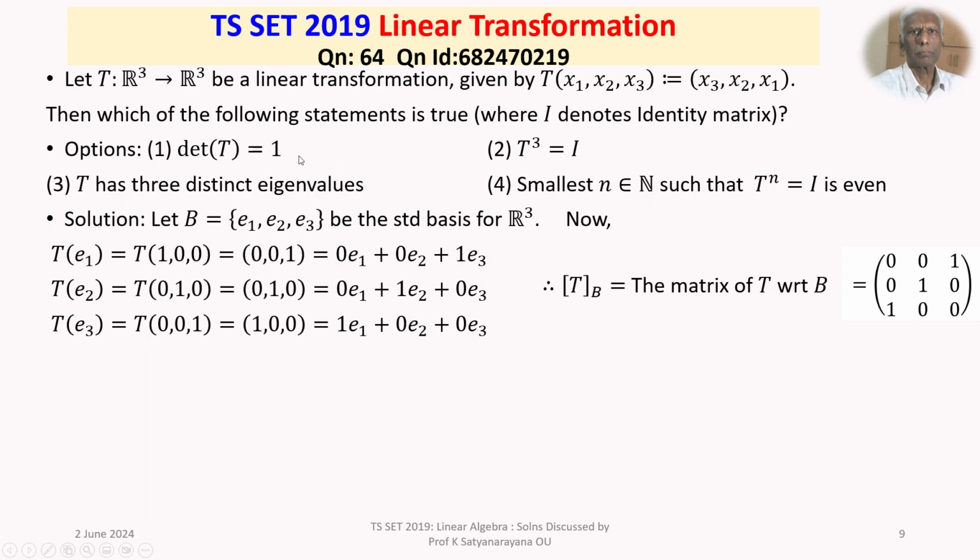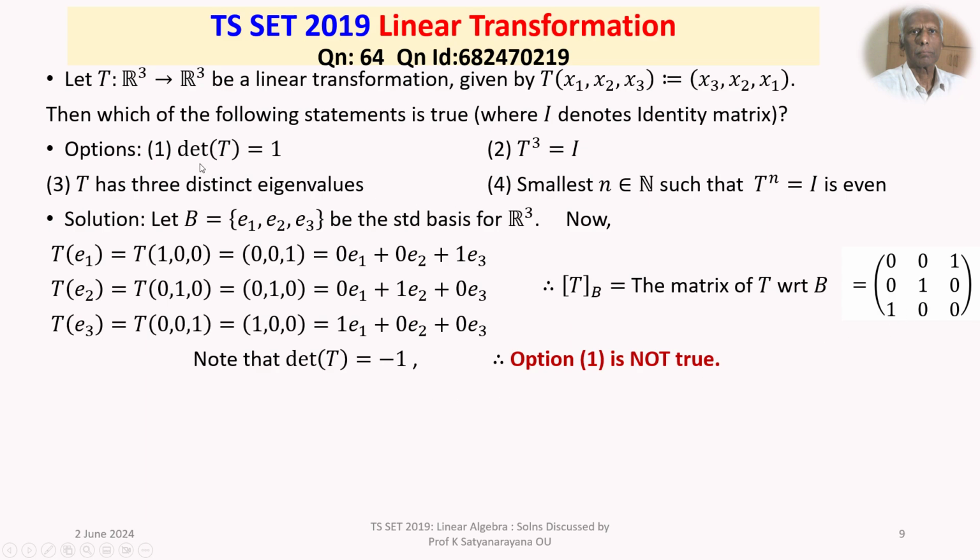Now, let's go on verifying the options. Note that the determinant of T, that means the determinant of M, the matrix of T. So, what is the determinant? Now, expand this matrix by its first row. That will be 1 into (0 minus 1), so the determinant is minus 1.